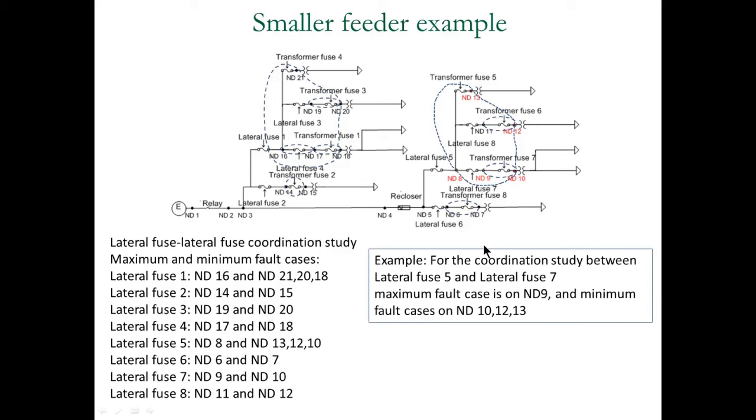As an example, for the coordination study between the lateral fuse 5, which is right here, and the lateral fuse 7, which is this sublateral fuse, the maximum fault case is when the fault is right at node 9, right after the lateral fuse 7. And the minimum fault cases would be at node 10, the transformer primary, then the other transformer node 12 and node 13.